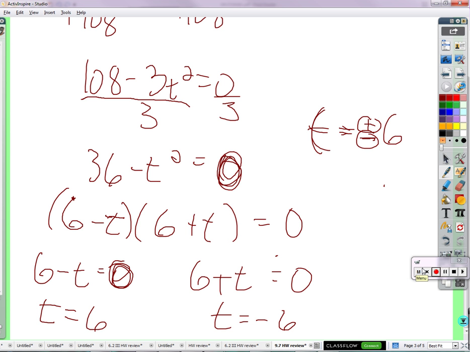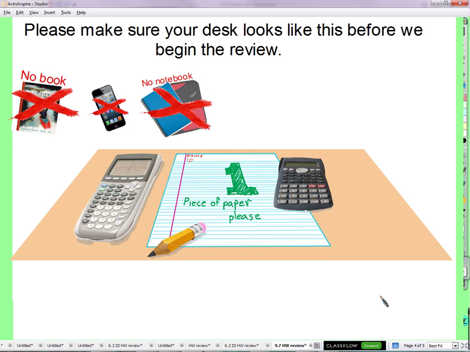Questions about that? To factor, and I'm going to ask you to solve an equation in the review. So, any questions about factoring or solving equations this way? Difference of squares? Okay, no questions. Let's take out a piece of paper.